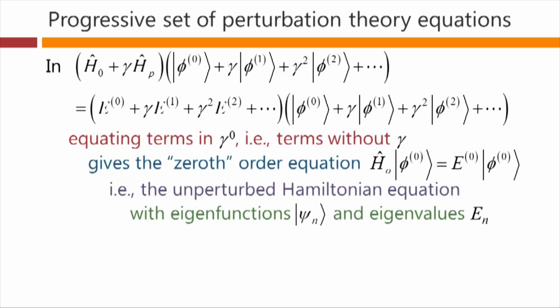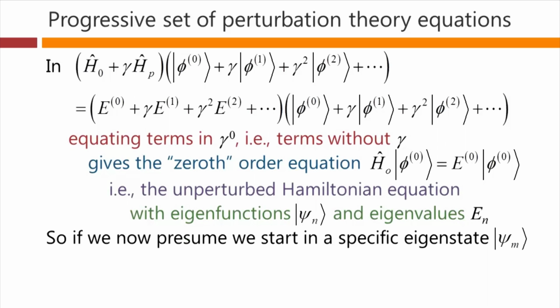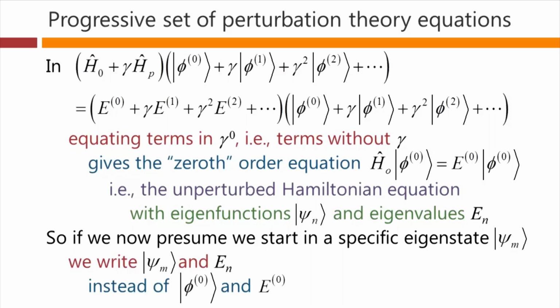And we know, therefore, that phi 0 is actually just one of these original eigenfunctions, and E0 is just one of these original corresponding eigenvalues. So if we now presume that we're starting in a specific eigenstate psi m, and we'll take that presumption from this point onwards in this derivation, then we're going to write psi m and Em instead of phi naught and E naught. These are the same thing, so we're going to change over to this notation now.